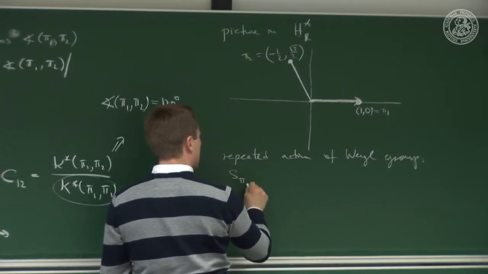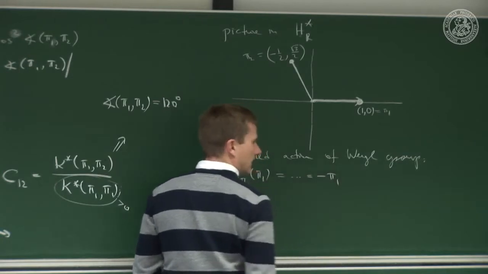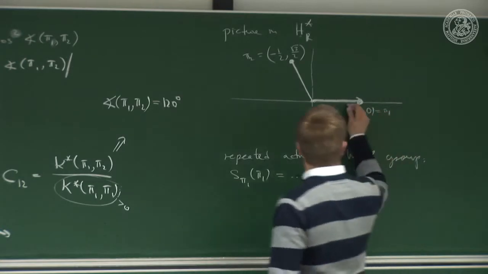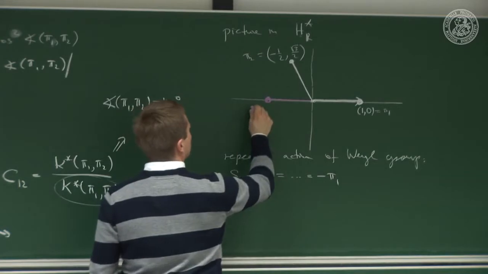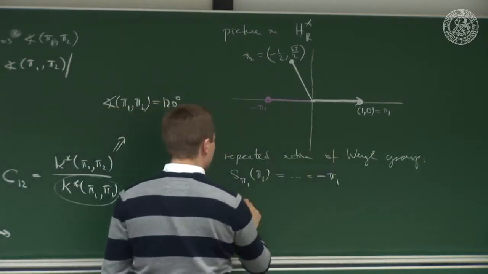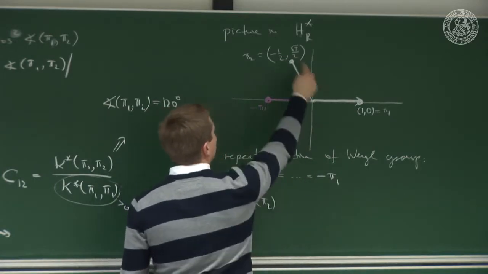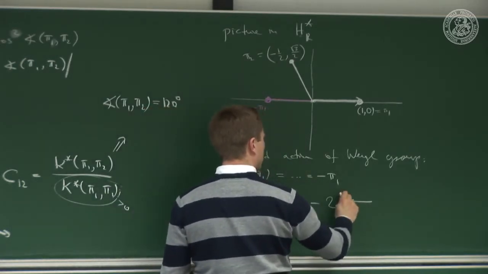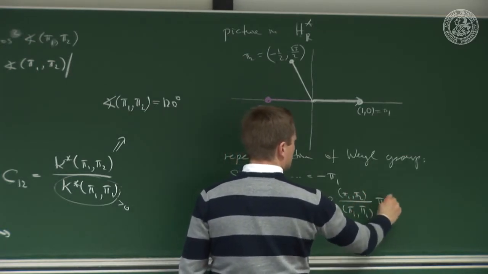We already know that s_pi1 of pi1, we calculated this before, gives you minus pi1. So you definitely can get from this guy here this root here, which is minus pi1. Okay, so what else can we do? We can act with the s_pi1 Weyl transformation. We can act on the pi2. Now that's interesting. Let's write this down. This is pi2 minus 2 times, by definition, (pi1, pi2) by (pi1, pi1) times pi1.